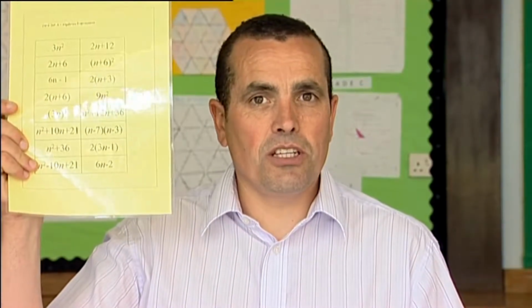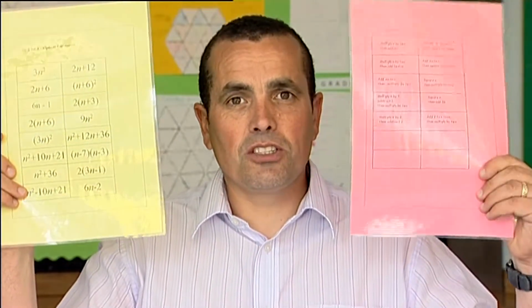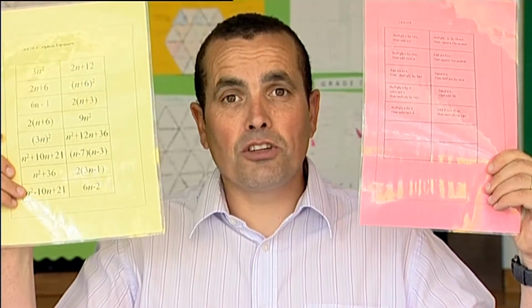So just to give you an example, the table that has card set B, when they get to table B, they would have the yellow sheet, which is the algebraic expressions, and the pink sheet, which are the word statements, and they try to match those up.